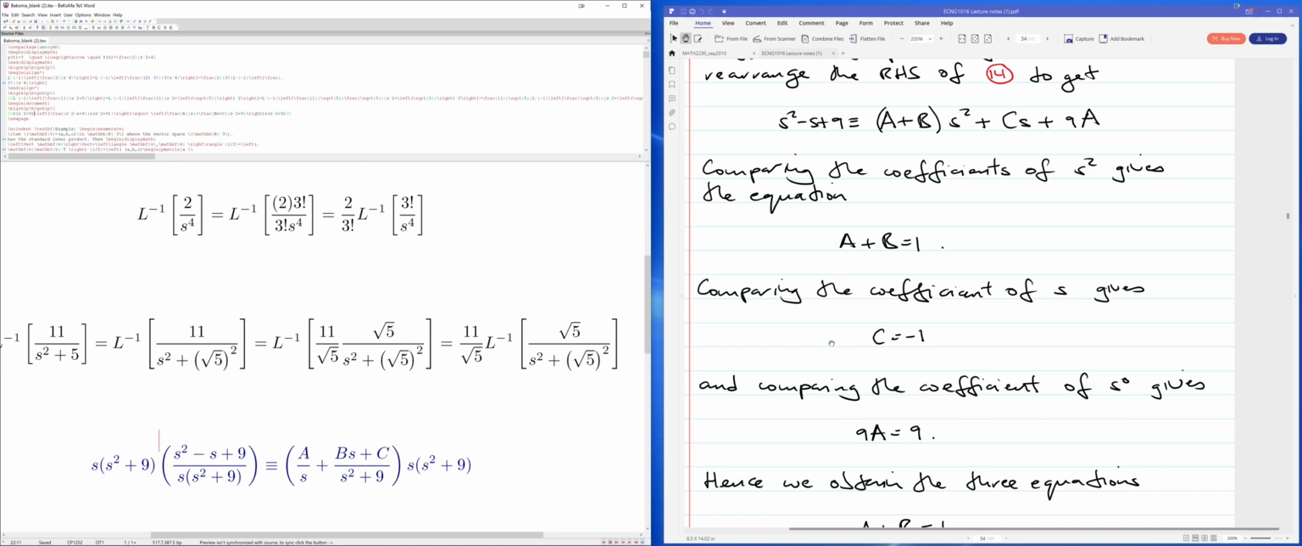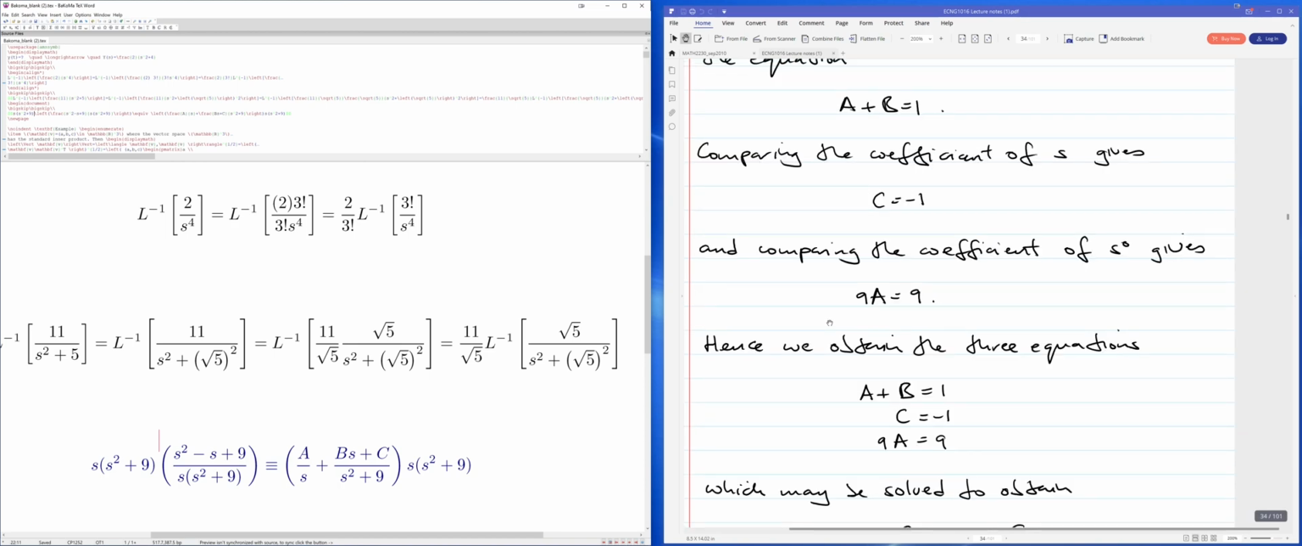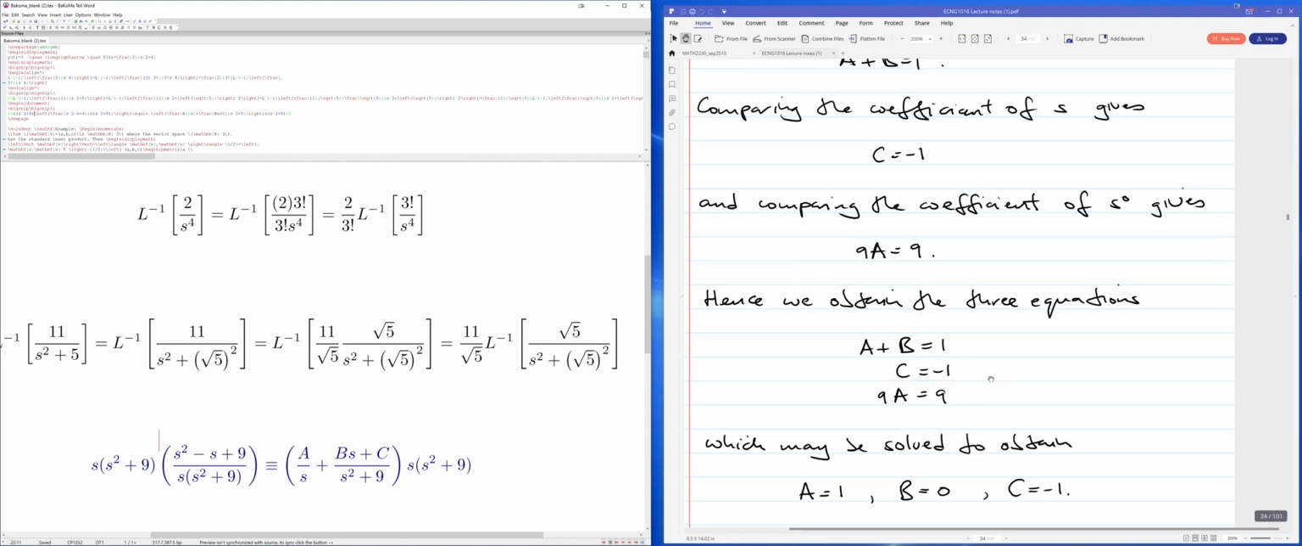Okay, so what I have is three equations now, right? a plus b is equal to 1, c is equal to minus 1, and 9a is equal to 9. And you solve these, right? Usually for us, it's best to just solve them by hand. You don't want to use, say, your methods from 1180 where you form a matrix and so on. It's probably best to just do these by hand. These are usually simple enough, right?